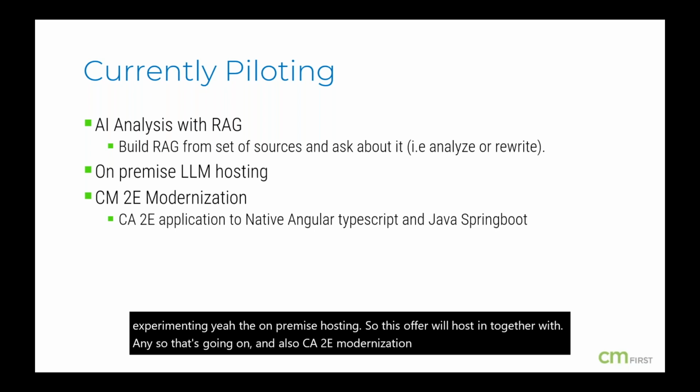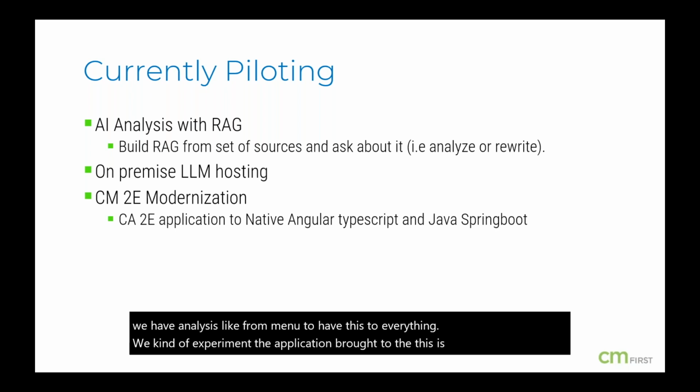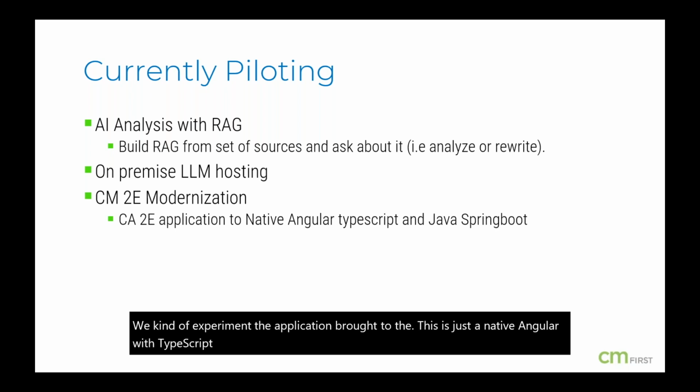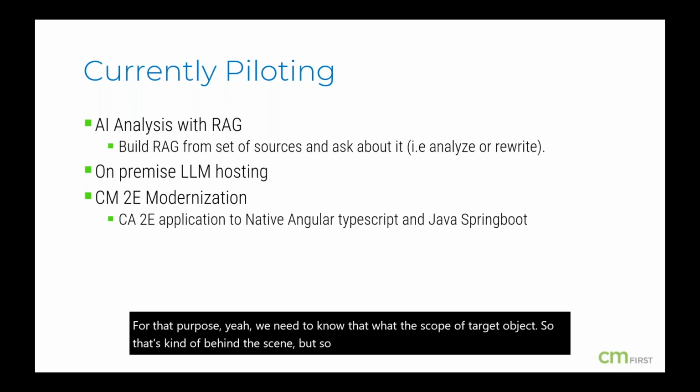The reason behind having this analysis, from a menu listing everything, is that we experiment with converting the application to a native Angular with TypeScript and Java Spring Boot project. For that purpose, we need to know the scope of the target objects. So that's kind of behind the scenes. Hopefully soon I can talk about this last subject here too. Okay. Excellent. And so that's it.